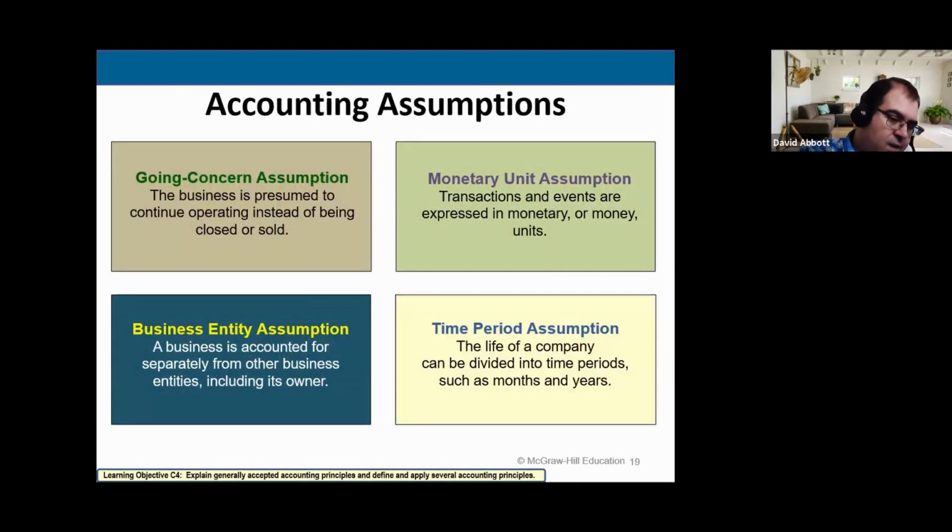We have the accounting assumptions. The going concern assumption: the business is presumed to continue operating instead of being closed or sold. Most businesses, we know, are going to want to continue to operate. And then the business entity assumption: a business is accounted for separately from other business entities, including the owner. So that's important, that personal expenses of the owner are kept separate from business expenses. That's something very important, and not to mix the two.